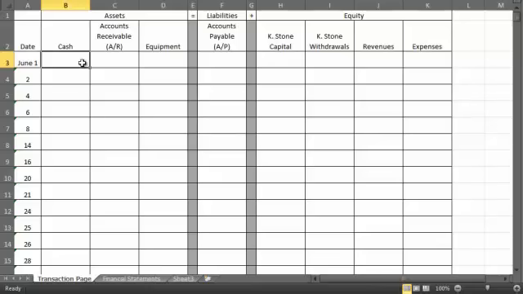So let's get started. On June 1, it says that K. Stone invested $120,000 cash in the company. Because of the business entity concept, which says that we do have to keep our actual personal records or the owner's records separate from the business's records, we're going to be looking at this from the actual business side. So our cash in the business is increasing by $120,000.